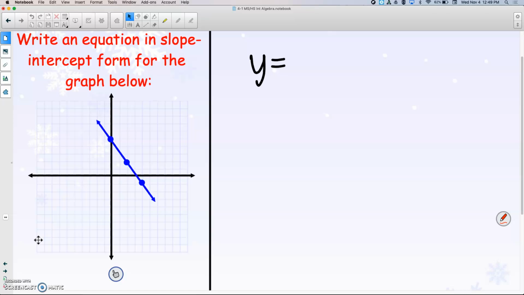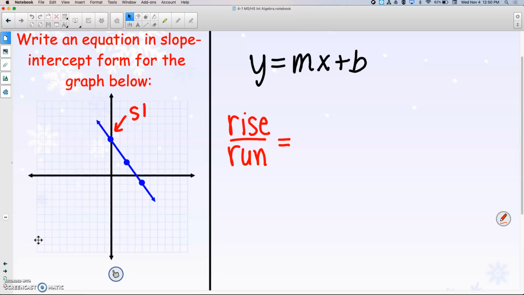All right, so now we're going to start out by writing an equation. So y equals mx plus b. I need my slope and my intercept. So I'm looking at a graph. So that means rise over run. Remember that you are starting at the point on the left. This is super important. Read your slope from left to right.